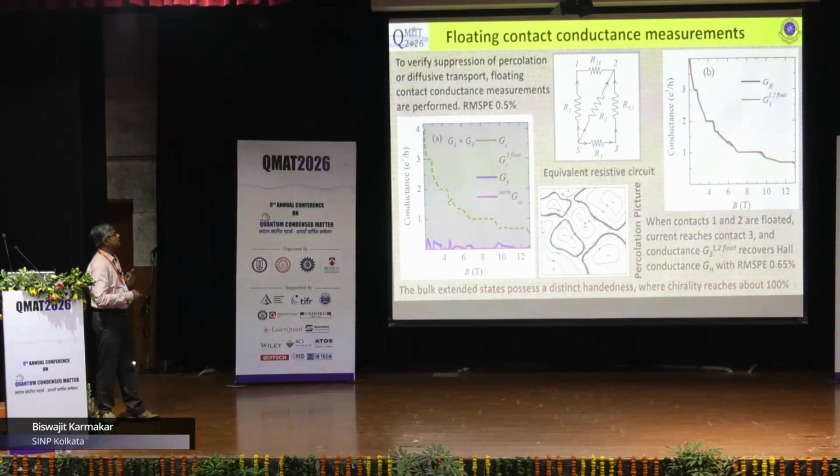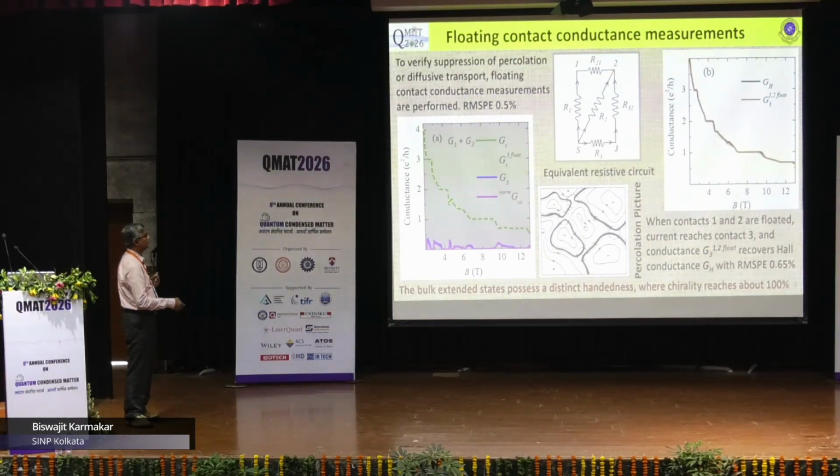If there is diffusion, we have this equivalent resistive circuit. From the source to contact 1 there are resistances R1, R2 and R3 passing current, and there are resistances connecting 1 and 2, and 2 and 3. Since those contacts are grounded, no current is going through them.